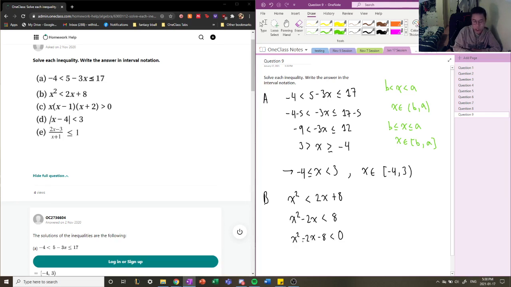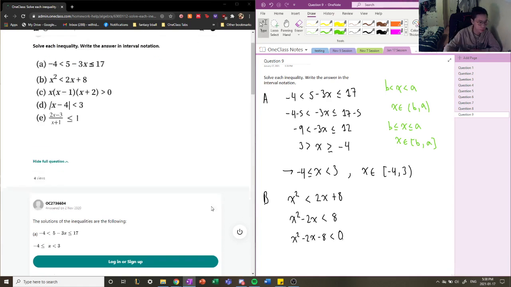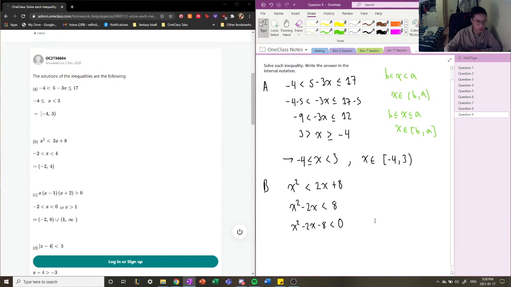And lo and behold, we just have to find the zeros of our function and then evaluate which intervals make our function less than 0. Okay. So if we were to factor this using the cross multiplication method, we have (x minus 4)(x plus 2) is less than 0.